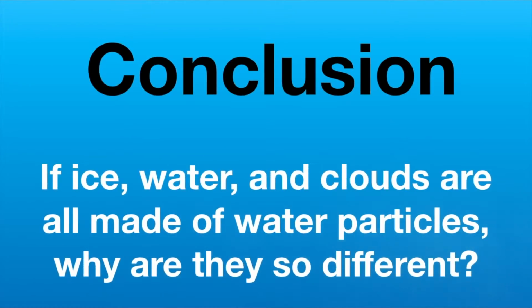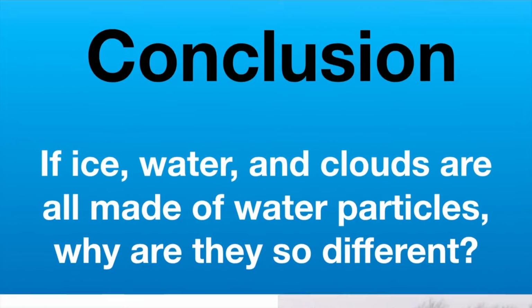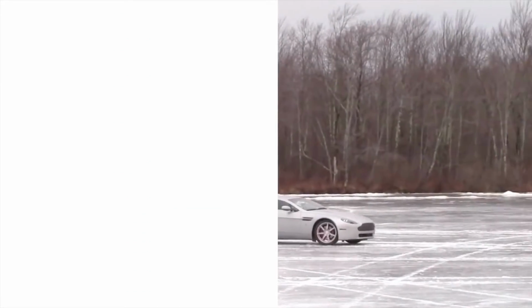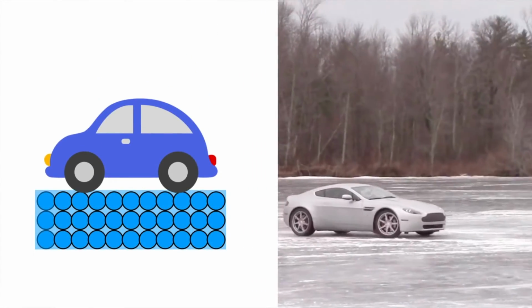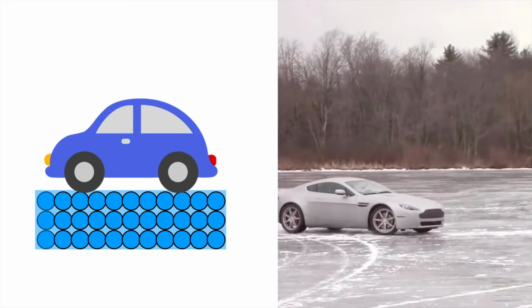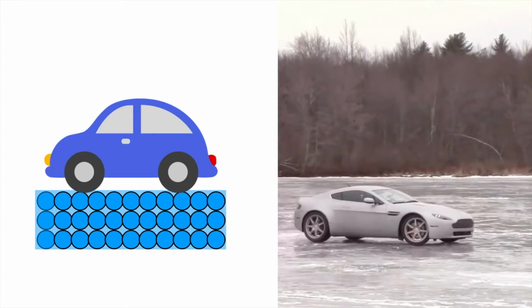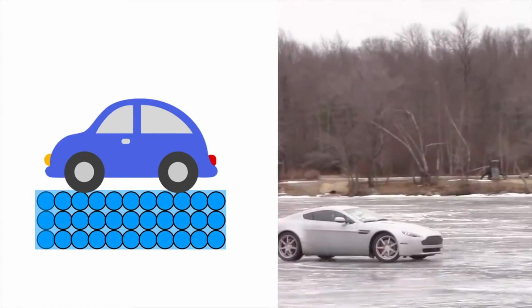Now it's time to wrap up with a conclusion. If ice, water, and clouds are all made of water particles, why are they so different? Well, as we've learned, it has to do with how the particles are arranged. In solid ice, like we saw in this clip, the particles are all stuck together. So when the car is on top of it, the particles don't move. The car just sits on top of the ice.